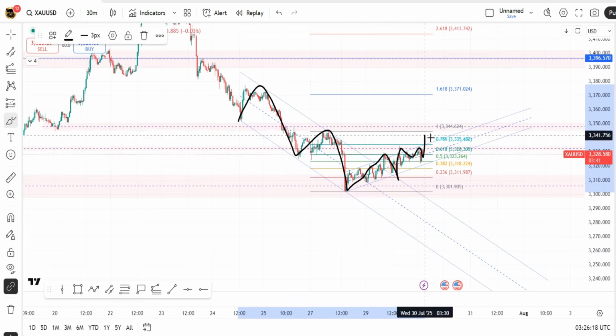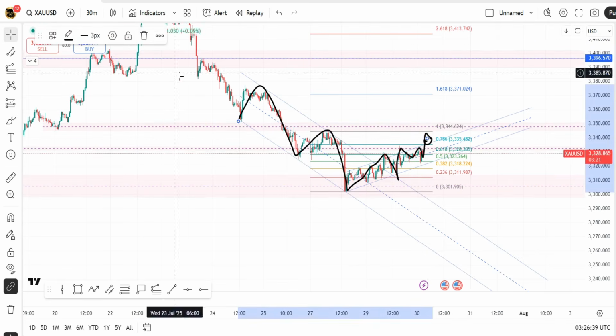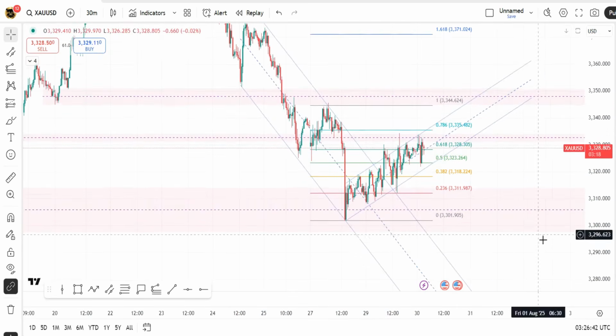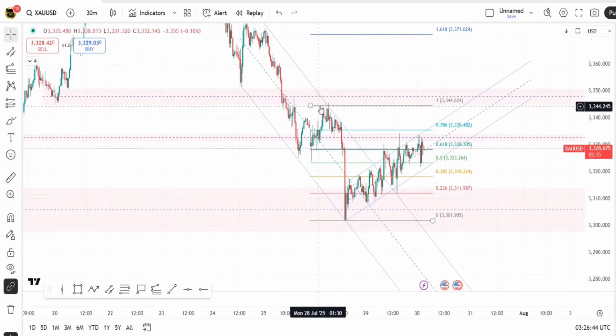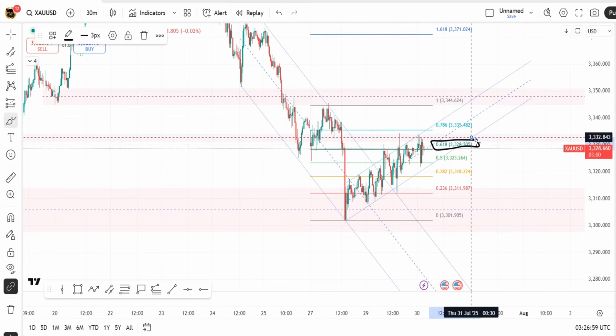This is also telling us that we need a break of at least the 336 area. If the market breaks the 336 or 335 area, that's the key resistance as well. Why is the 335 area so important? This was our last lower high and this is the lower low, and if you draw your Fibonacci retracement levels from this end to this end, basically if the market is below 3328, we are looking at the selling side.